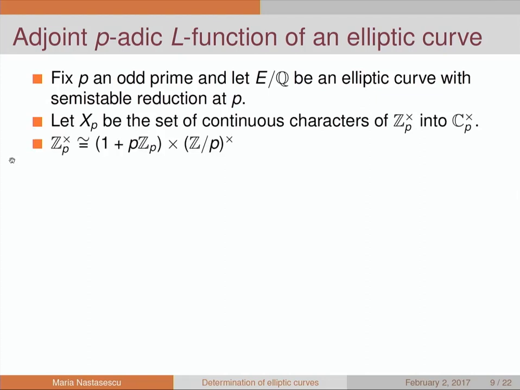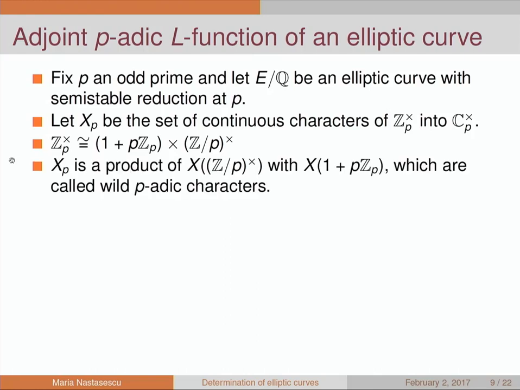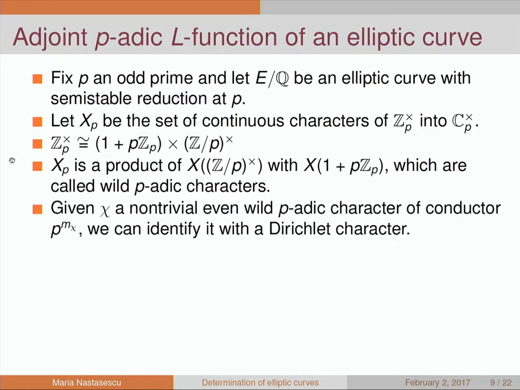Zp star is isomorphic to 1 plus pZp cross Z mod pZ star. So then we can think of the set of all continuous characters from Zp star as a product of characters on Z mod pZ star and characters on 1 plus pZp. And so the characters here are called wild p-adic characters, and they can be identified with Dirichlet characters of conductor p to some power.